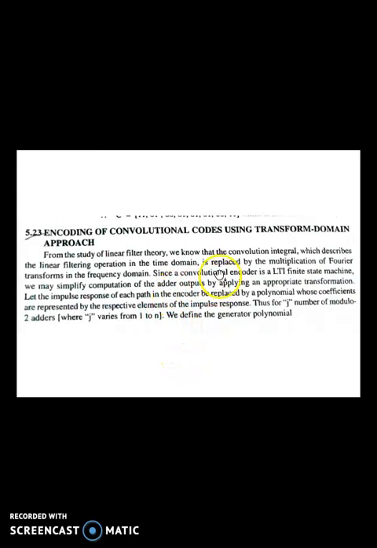So encoding of the convolution can be done using the transform domain, wherein we have the impulse response represented as a polynomial in coefficients with j number of modulo 2 adders. We define the generator polynomial with equations like this. Very simple to understand. G0 has four terms, G1 to G4, which is 1011. 1011 can be represented like this: 1 means x^0, x is not present, x square is present, x cube is present.